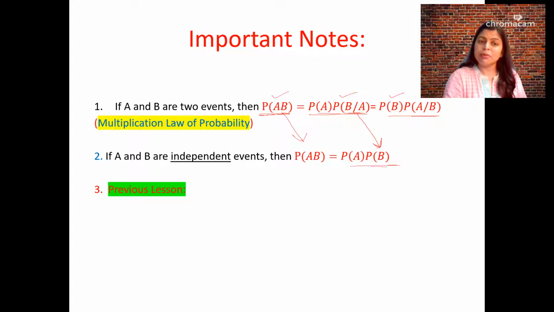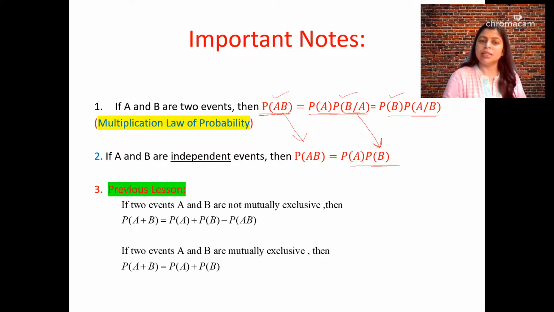And if you remember, in the previous lesson we learned these two main concepts: if two events A and B are not mutually exclusive, then we use this formula to get the probability of either A happening or B happening. And here P of AB represents the occurrence of A and B simultaneously.